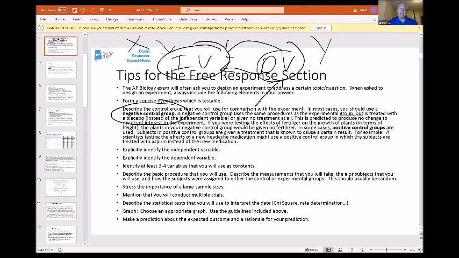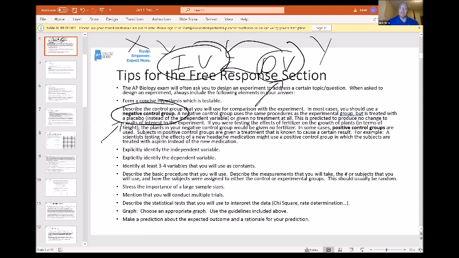So again, a negative control group is one type of control group. It's a control group that's just not exposed to the independent variable. So in that fertilizer study that I just talked about a minute ago, again, you're looking at the effect of fertilizer on plant height. The negative control group would be a group of individuals that didn't get any fertilizer at all. That's a negative control group.